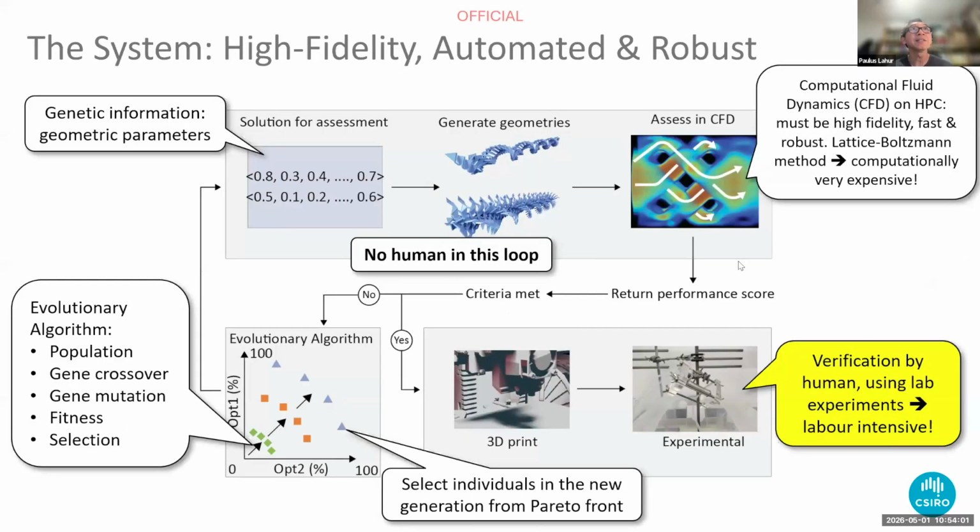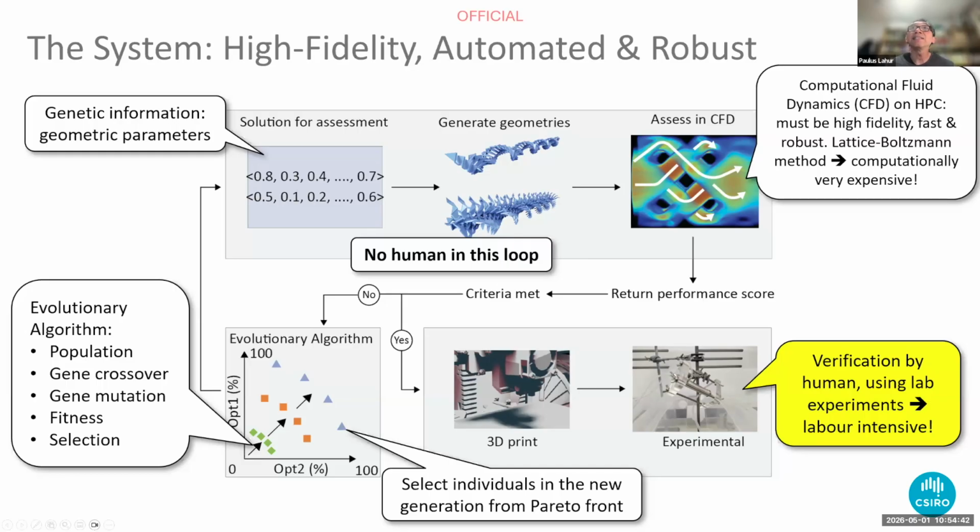So we set up a system, and this is what the system looks like. Within the central loop, there is no human involved. It starts, on the upper left there, with genetic information, which is, as you can see, just a string of floating point numbers. And we use these numbers to generate geometries. Just like when you generate, for example, a circle, you need a parameter called radius to generate it. Same thing. It's just that what we generate here is a way more complex geometry.